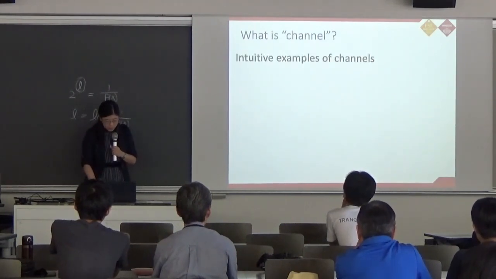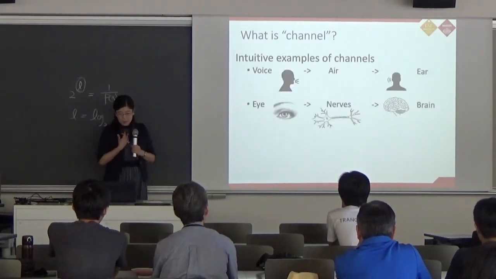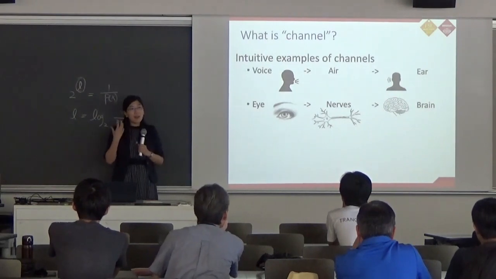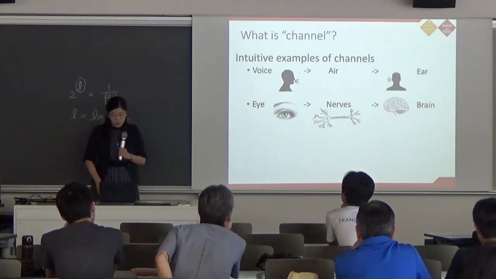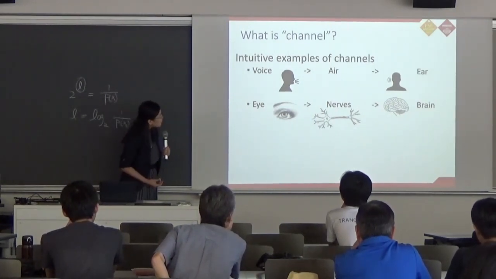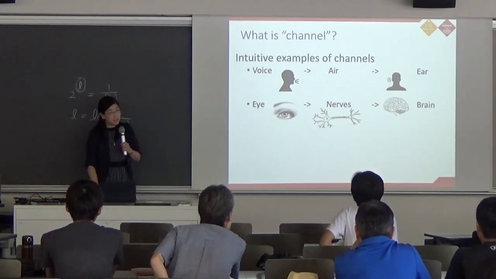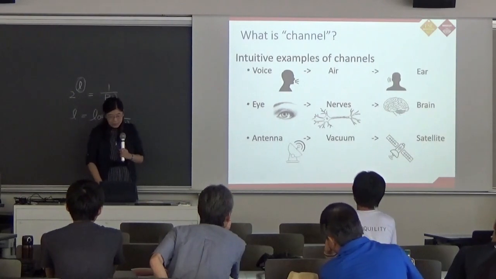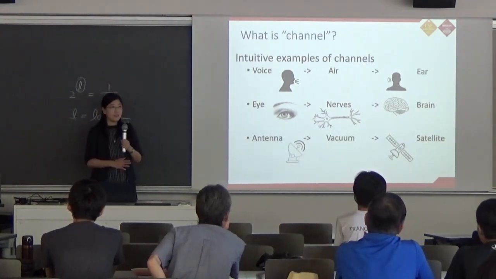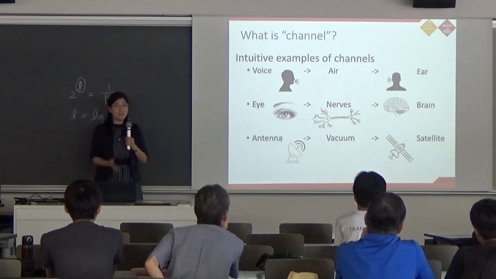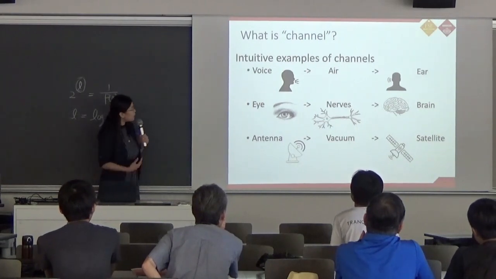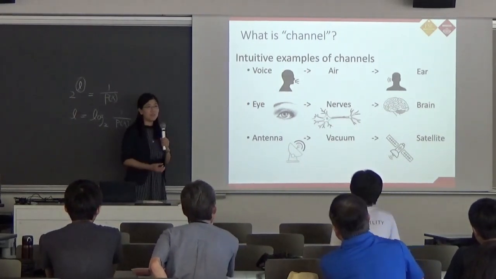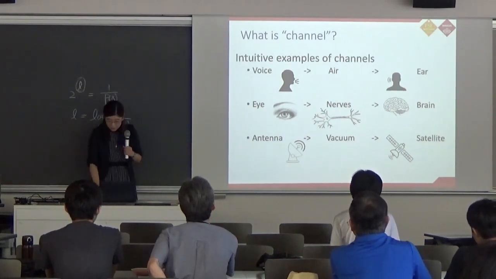I want to give some examples of what the channel is. Intuitively, my voice can be heard by your ears, right? So the air is the channel. And the information seen by your eyes is transmitted to and interpreted by your brain, so in this case nerves are the channel. If an antenna on the Earth communicates information to satellites, say satellites on Mars, the medium is a vacuum. So a channel is just a medium that carries your information from the sender side to the receiver side.